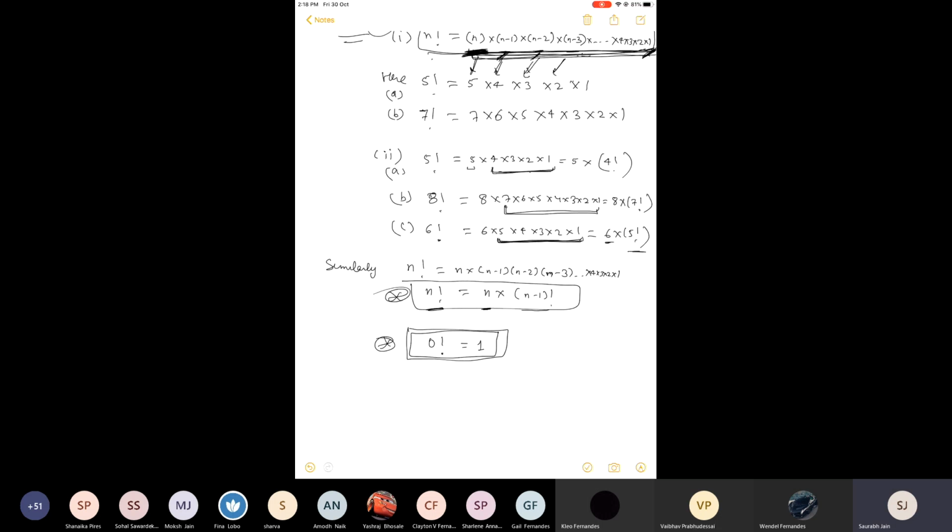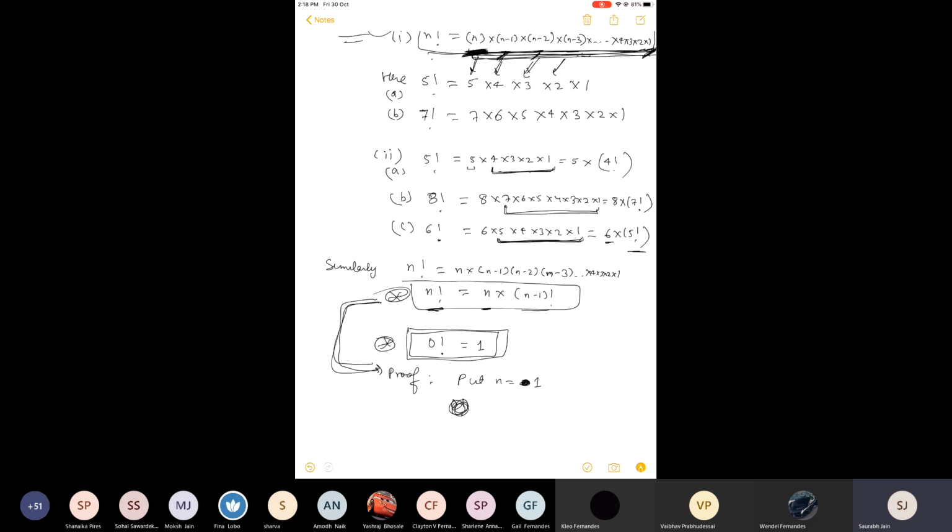0 factorial is 1 with the help of the previous result. So what is the proof? The proof is simple. Put n equals 0 in this star marked result, that is n factorial is n into n minus 1 factorial. Put n equal to 0. What will happen? What about the LHS? 0 factorial. Wait a minute. Not 0, put 1. Please correct it. Put 1, not 0, put 1. Let us put 1 here.